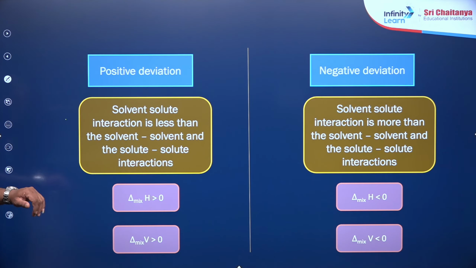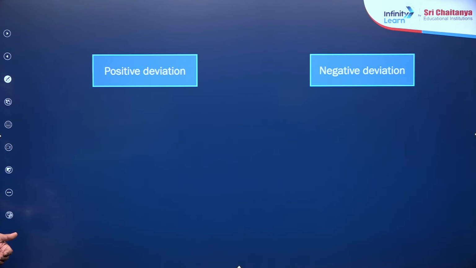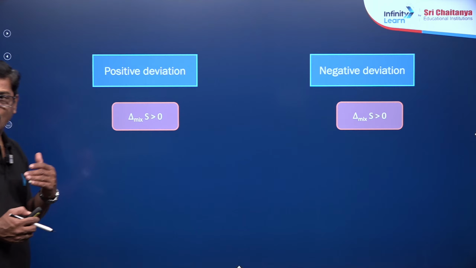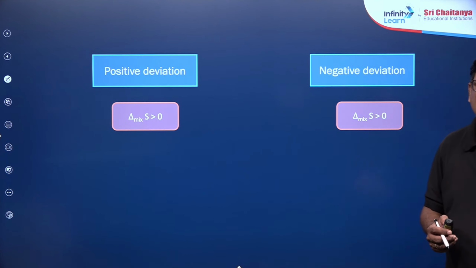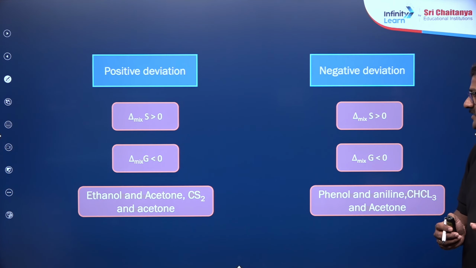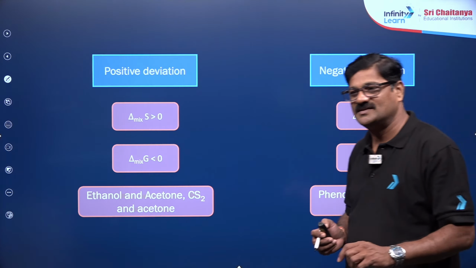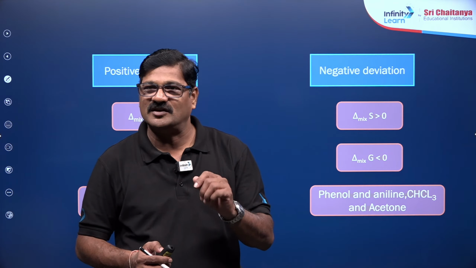Okay. So V mix is going to be 0, V mix is less than 0, in positive deviation and negative deviation. In both cases, entropy is going to be greater than 0, because the entropy of the system is increased and the Gibbs free energy is also decreased. Both processes are going to be spontaneous. And ethanol and acetone, CS2 and acetone, phenol and aniline, and CHCl3 and acetone are examples of these. You memorize it or don't memorize it, just take the intermolecular force into action and you can do it.